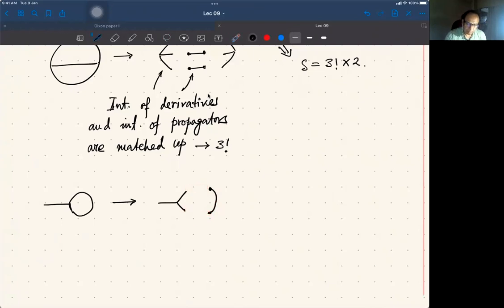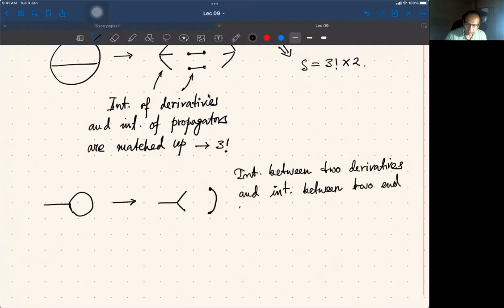So interchange between 2 derivatives and interchange between 2 endpoints of the propagator are matched up, and that gives you S equal to 2.